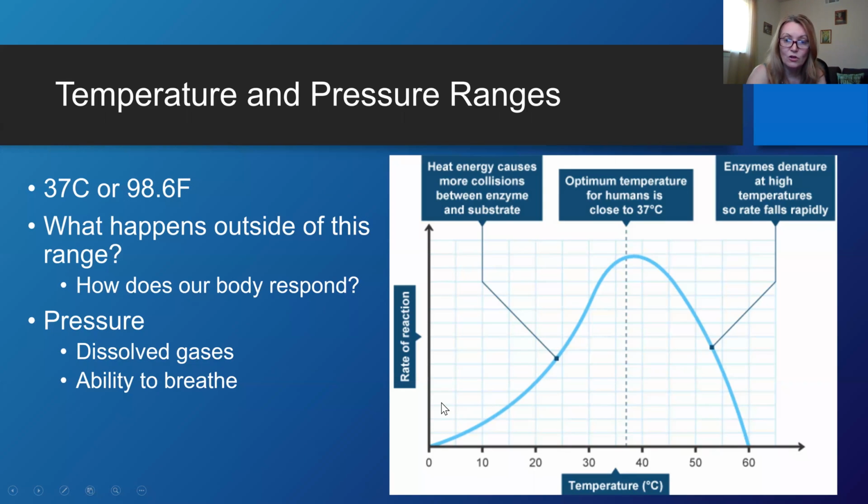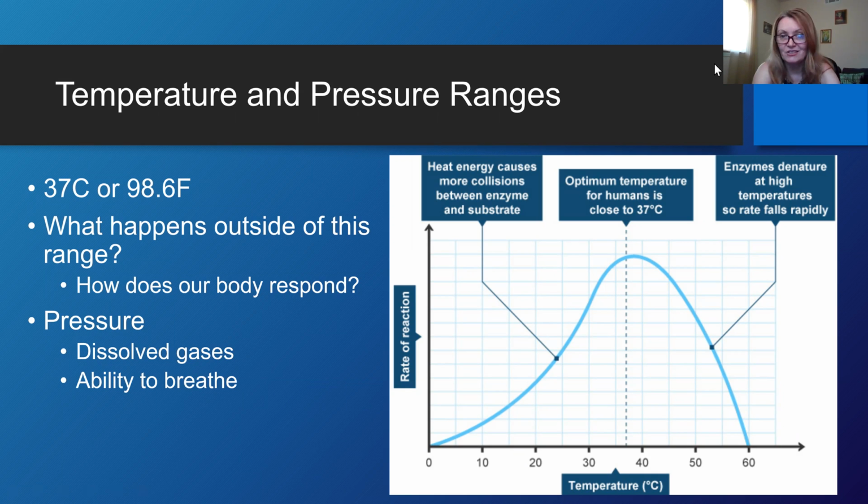As we go toward a lower or higher temperature, it will affect chemical reactions in your body, because it will affect enzymes, and enzymes are needed for reactions to go on, right? They are catalysts. So when heat energy decreases, we have fewer collisions between enzyme and substrate, so we have a decrease in the rate of reaction.